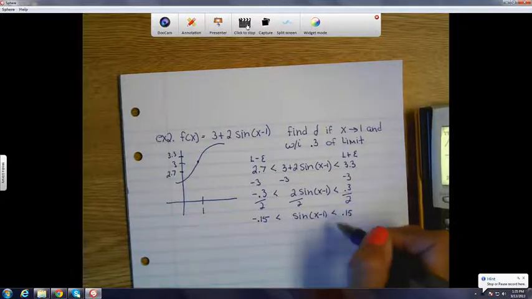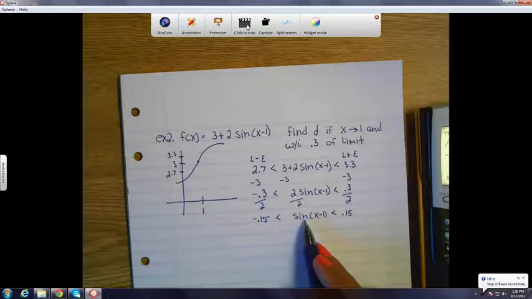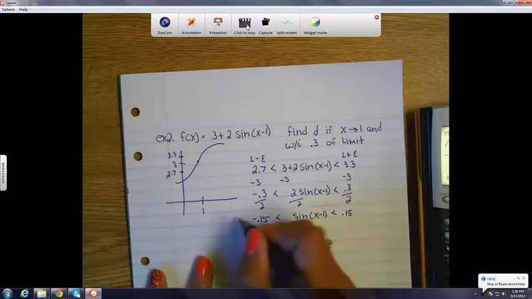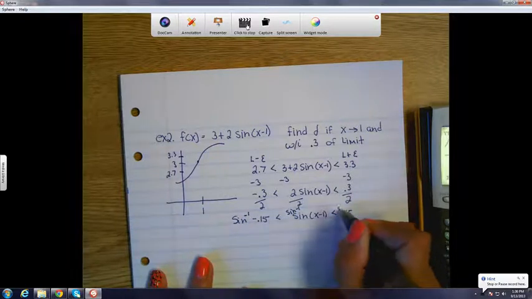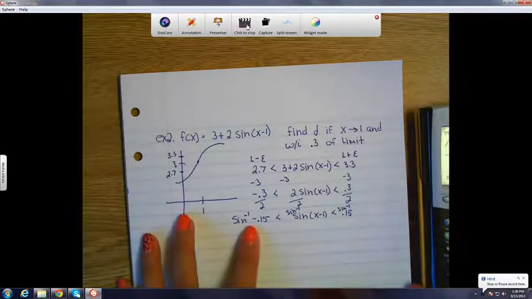Okay, here's the trick. My x is trapped within the angle of sine. Do you remember from trig what undoes this? What's going to give me the angle? What undoes sine? And if you don't remember, it's inverse sine. You have to take the inverse sine of all three parts. So that inverse sine, remember, is sine to the negative 1. So we need the inverse sine of negative 0.15.